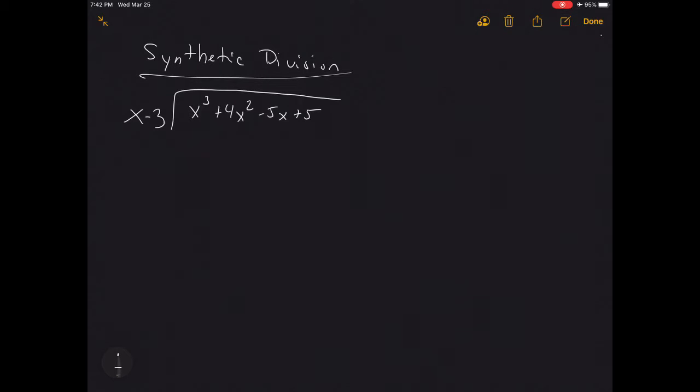So if we wanted to do this, we could do this the long division way, and you can by all means go ahead and do this to make sure that it works out. Instead, what we're going to do is look at the coefficients of each one of these terms. Technically there's a 1 sitting out in front, a 4 here, a negative 5 there, and a 5 there. I'm going to write those right here: 1, 4, negative 5, and 5. And then what I'm going to divide that by is the x minus 3.